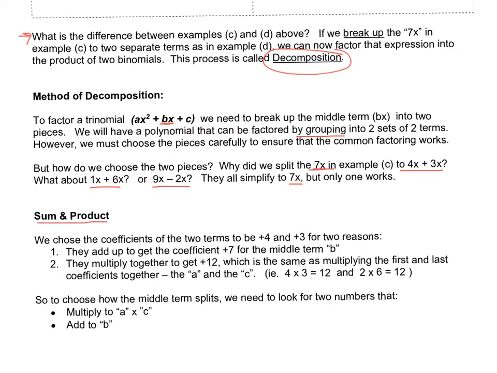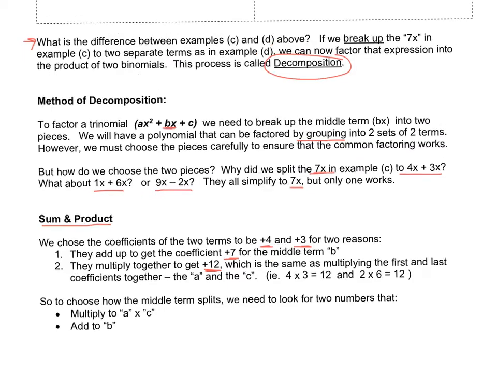Just like we did the adds and multiplies in simple trinomials, we are going to look at ways to figure out which one works. We chose the two coefficients, or the coefficients of the two terms, to be plus 4 and plus 3 for two reasons. They add to give you the plus 7, but they also multiply to give you plus 12.